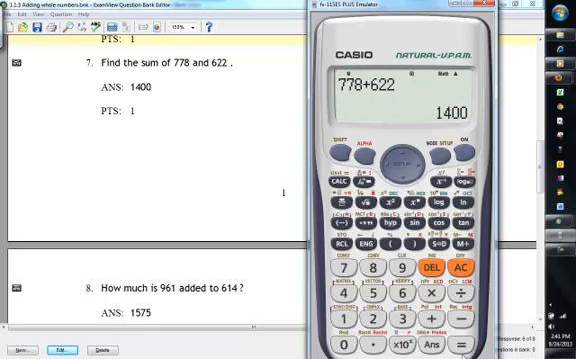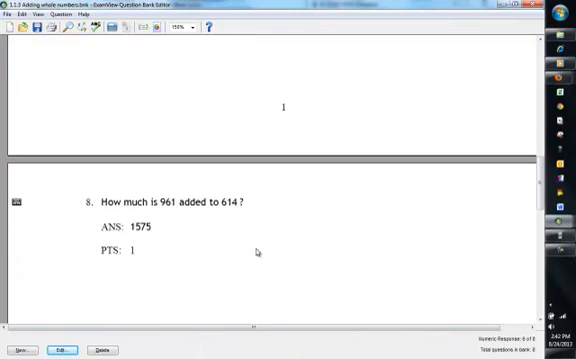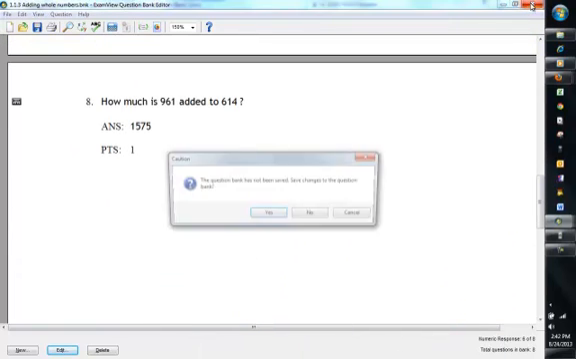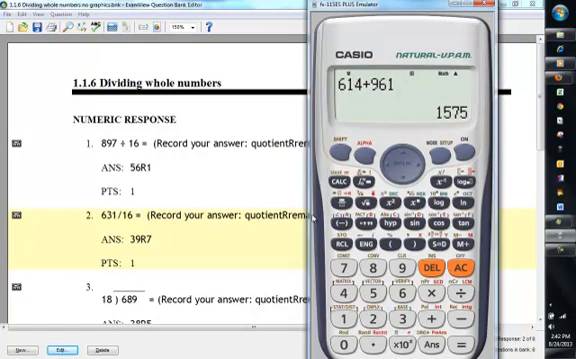How much is 961 added to? Whenever you see the word to, that's another switch the order word. So it'd be 614 plus 961. Now, I know you get the same answer, but it's important to do it the right way now with addition so that when you get to subtraction, you won't make a mistake. And subtraction is the next section.